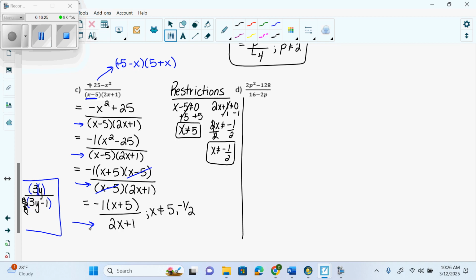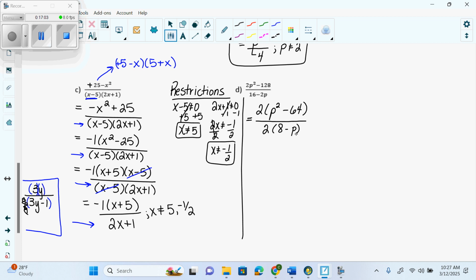For D, can I take out a GCF or a difference of squares? GCF, what could I take out? I can take out a 2, and then I'm left with p squared minus 128 divided by 2 is 64, which is a difference of squares. We'll hit that up in the next step. And then the bottom, I can take out a what? I can take out a 2, and then I'm left with 8 minus p. We'll discuss that in a little bit. I see those 2's can cancel off, but I'm not going to cancel anything until I've stated my non-permissible values.